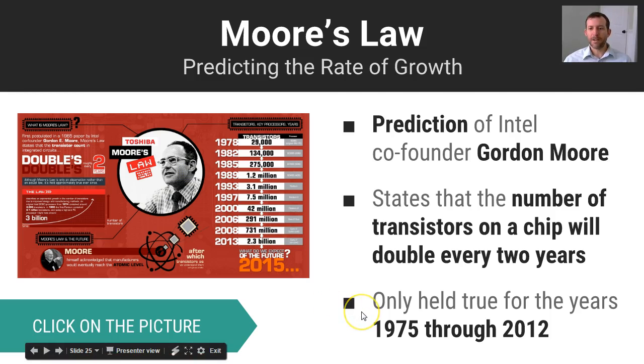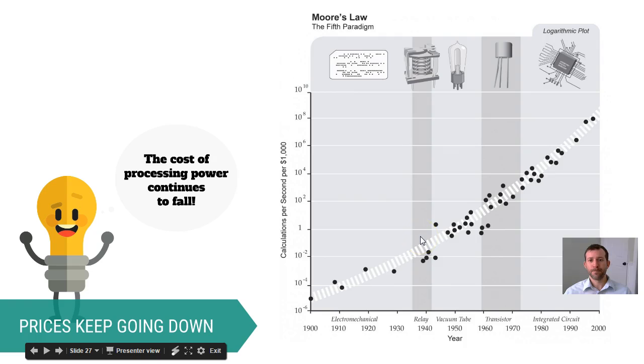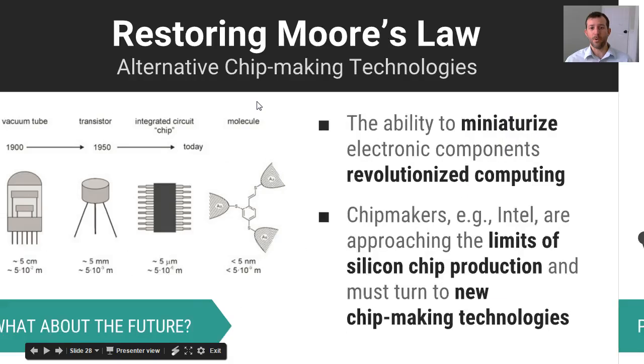From 1975 to 2012, manufacturers like Intel and AMD were able to come up with chips that doubled the transistor count every 2 years, as indicated by this graph. However, it's getting harder and harder using our current technologies and manufacturing processes to keep doubling the number of transistors that go on a chip.